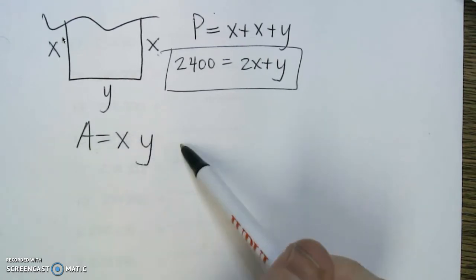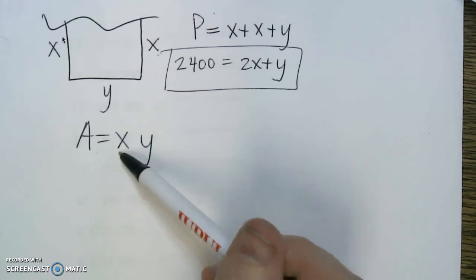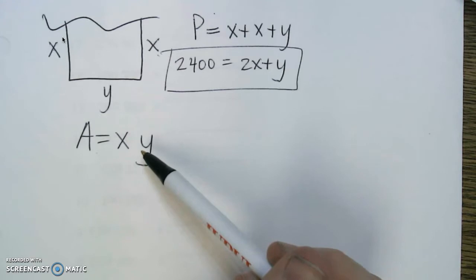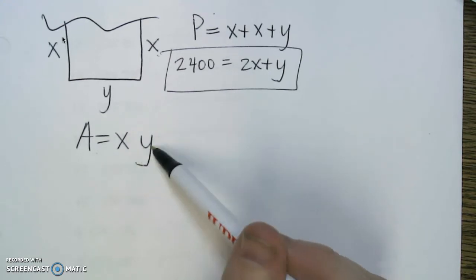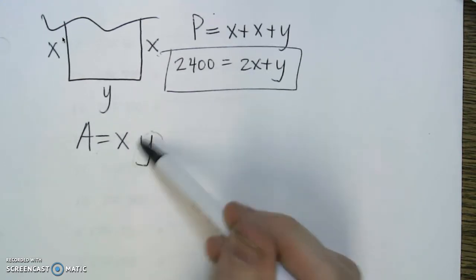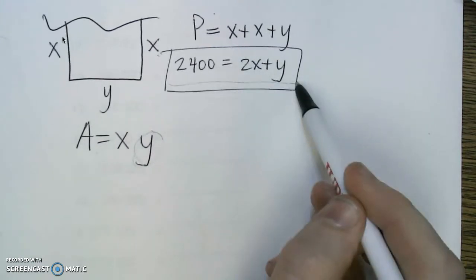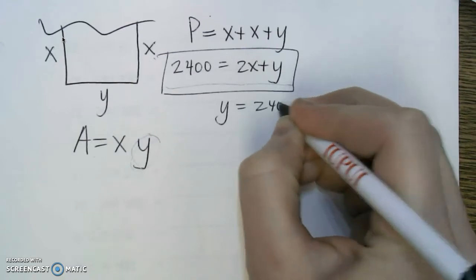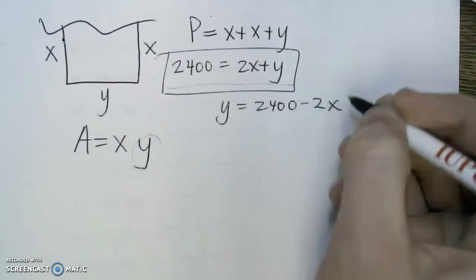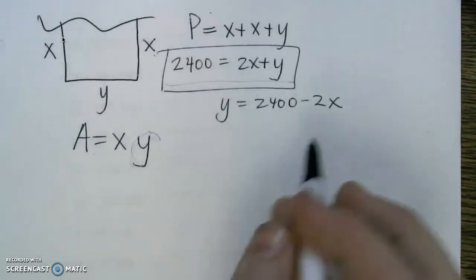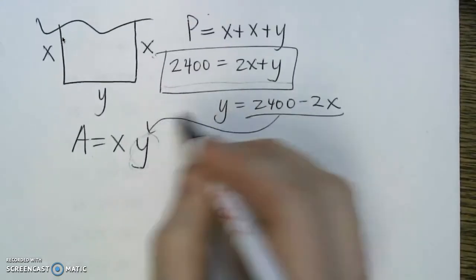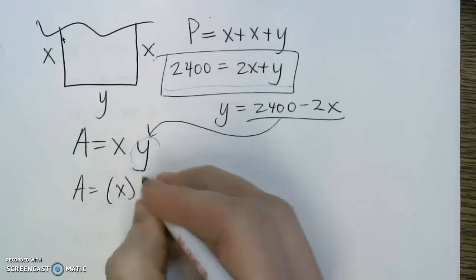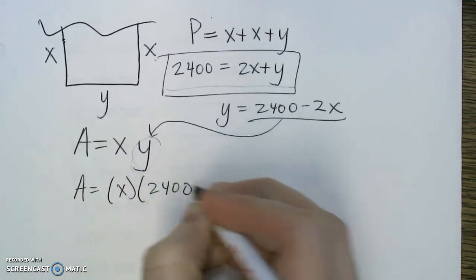We have 3 variables. So we need to get rid of either x or y, and it's really up to you. I decided to get rid of my y variable. And to get rid of it, that's why they gave us this information about the perimeter. So I can solve for y by taking this 2,400 and subtracting 2x to the other side. So if I plug that in for my y value, I'm going to have x times 2,400 minus 2x.